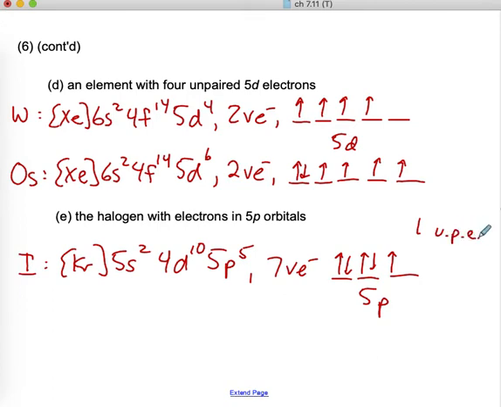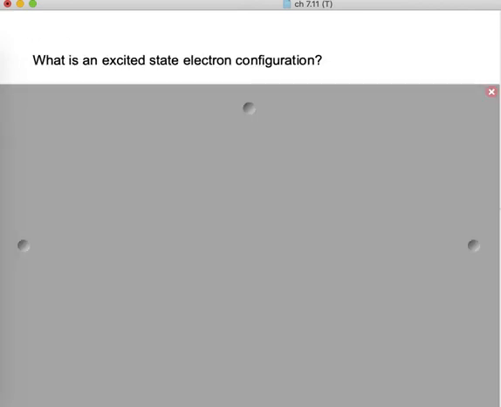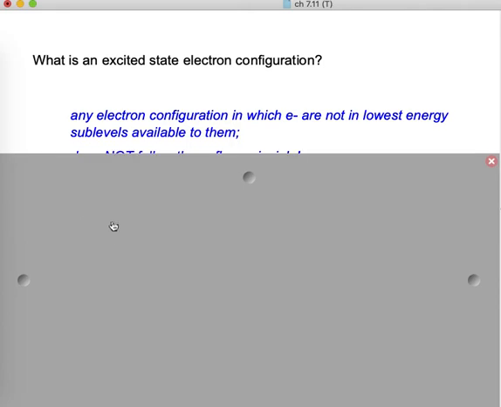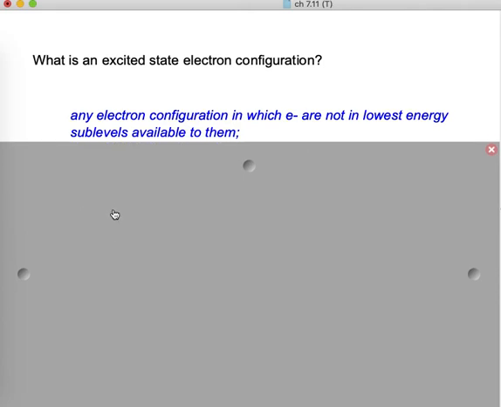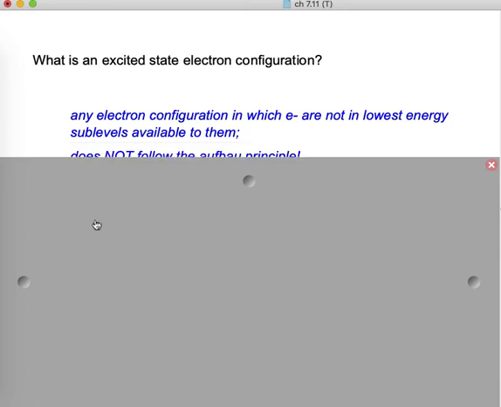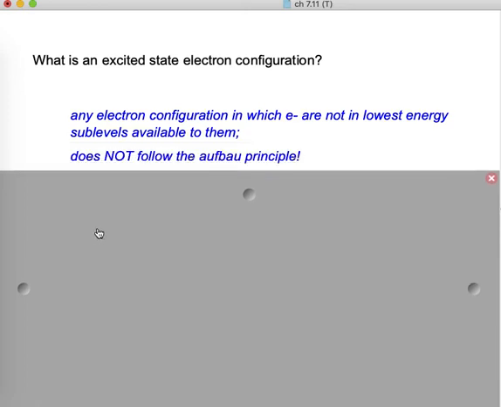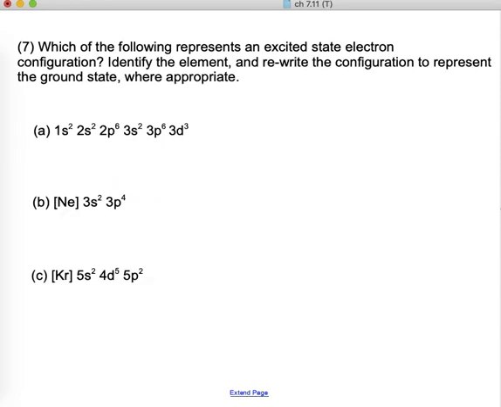electron. Okay, now, up to now, we have been dealing only with atoms in their ground states. What's an excited state electron configuration? Well, an excited state of an element is one in which electrons are not in the lowest energy orbitals that can accommodate them. They have been excited to higher energy orbitals. So an excited state electron configuration is any electron configuration in which the electrons are not in the lowest energy levels available to them. And that would imply that it is not following the Aufbau principle. Okay, so let's do some examples on the next slide.